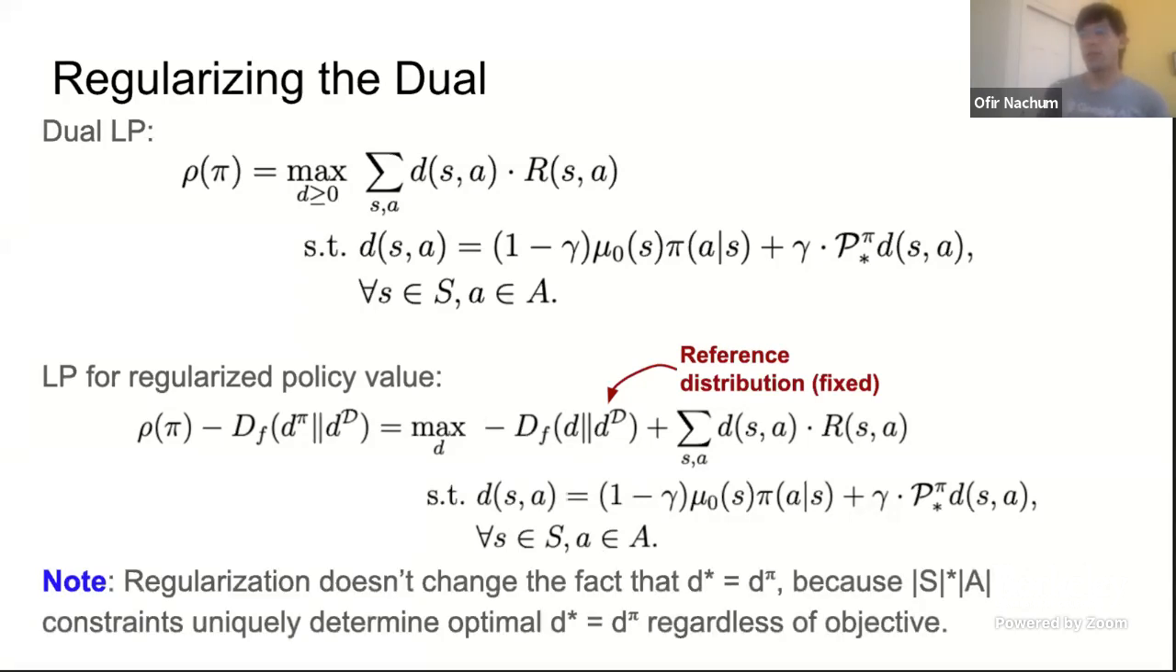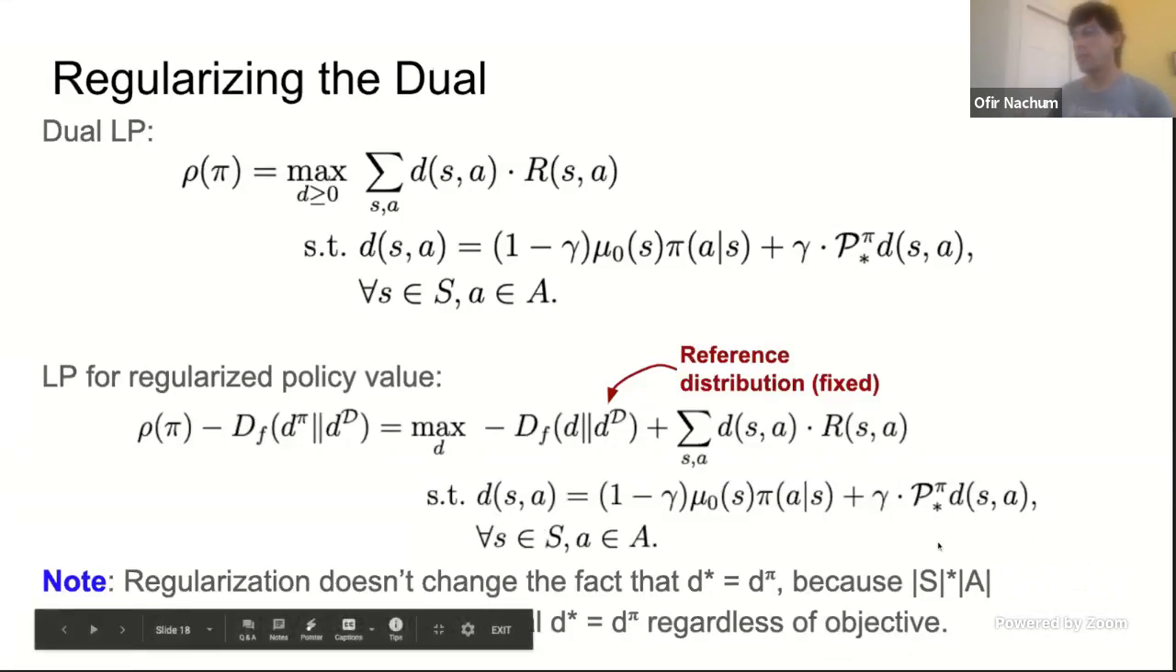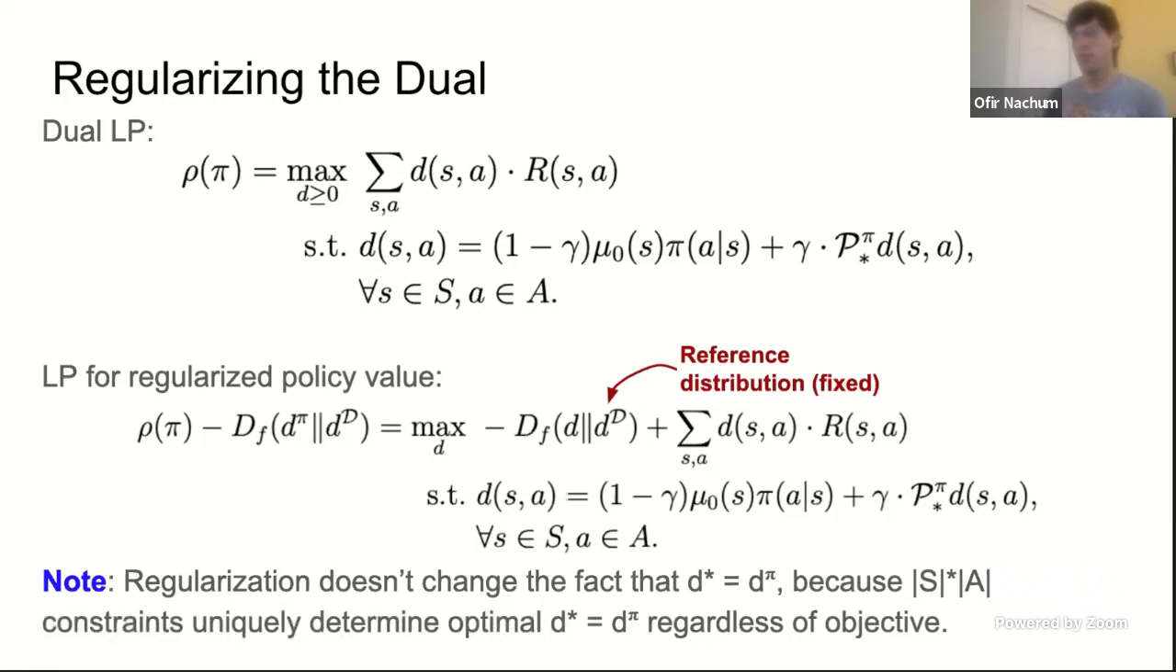So what's important to note here is that usually we think of regularizing with an F divergence as somehow encouraging the policy pi to be close to a reference distribution. But in this case, the regularization is really just to make the duality work out. And actually, you can figure that in this regularized problem, there's a constraint for each state and action, and there's also a variable for each state and action. And so the constraints uniquely determine that D star has to be D pi, regardless of however we regularize the objective.